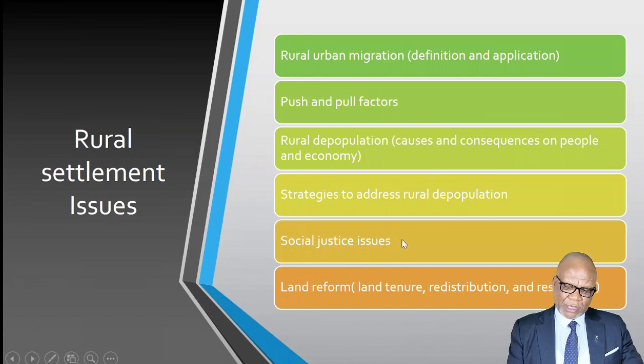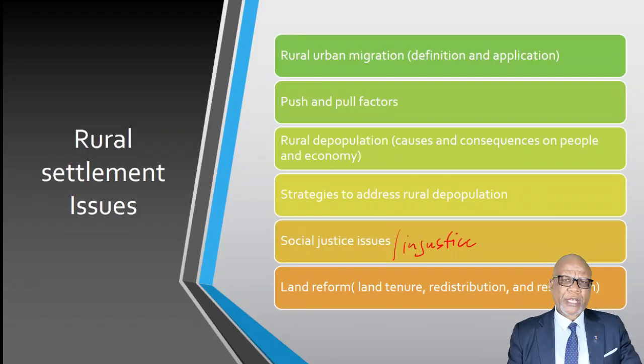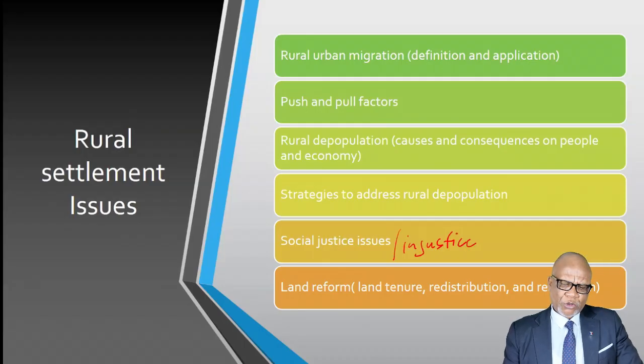So when you speak of social justice issues, we can also say it's called injustice. So simply by justice, we're referring to fairness. By injustice, we're referring to unfairness. So we're going to look at social justice. So when you speak of social justice, it's unfair treatment. Then when you speak of social injustice, you're talking about unfair treatment.